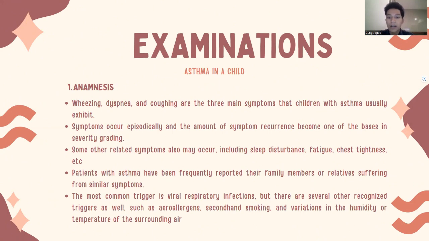Furthermore, symptoms of asthma are found to occur episodically, and the amount of symptom recurrence becomes one of the bases in severity grading. Following the main symptoms, other related symptoms may also occur, like sleep disturbance, fatigue, and chest tightness. Patients with asthma in children are frequently reported to have family members or relatives suffering from similar symptoms. Triggering factors are also often highlighted. In most cases, the most common trigger is viral respiratory infection, but there are several other recognized triggers as well, such as allergens, secondhand smoke, and variation of humidity or temperature of the surrounding air.